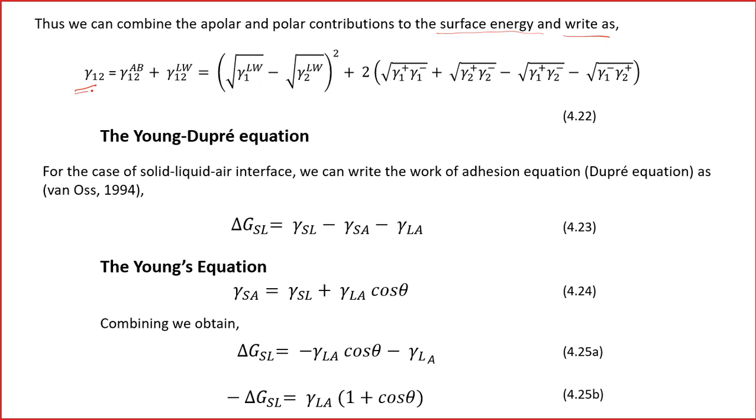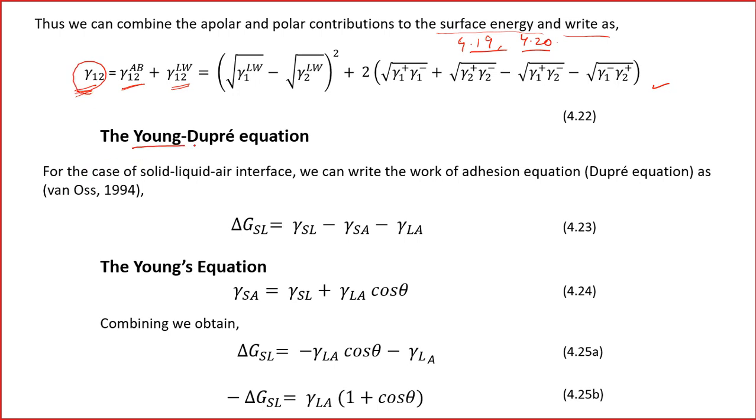So we can just write the same as surface energy. The interfacial surface energy between 1 and 2 is a combination of the polar part and the apolar part, and then bringing in equations 4.19 and 4.20. If you use these two equations, with all the parameters of these equations, you can easily write this one. So this gives the total surface tension or surface energy of the interface between 1 and 2.